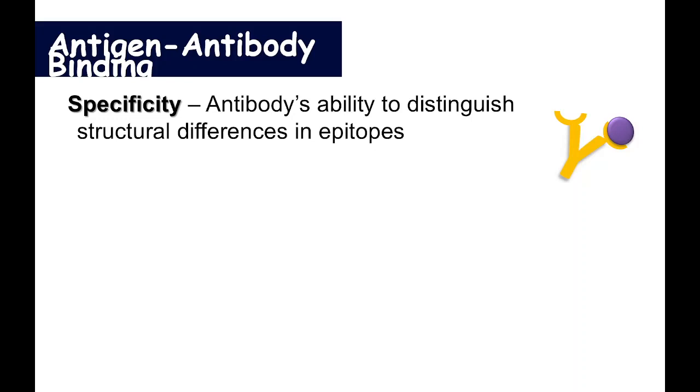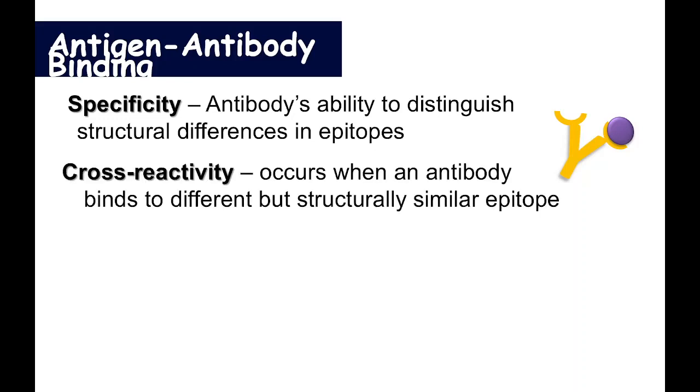However, there are some instances wherein cross-reaction or cross-reactivity happens. When you say cross-reactivity, this occurs when an antibody binds to a different but structurally similar epitope. Antibodies are also capable of reacting with antigens that are structurally similar to the original antigen that induced antibody production. The more the cross-reacting antigen resembles the original antigen, the stronger the bond will be between the antigen and the binding site.